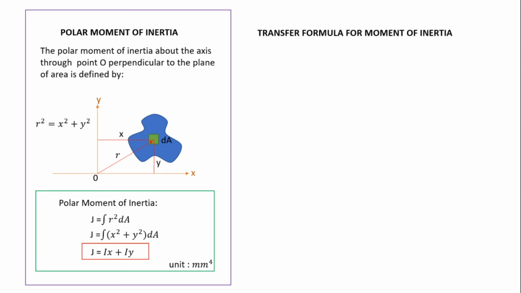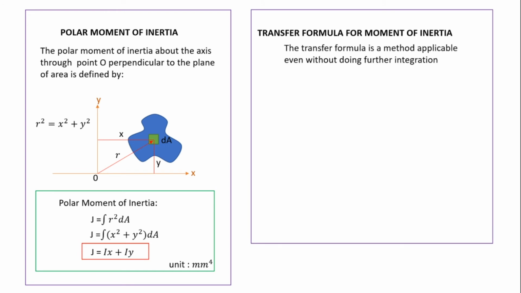And then, how about the transfer formula for moment of inertia? This is used, guys, when we no longer want to integrate again. For example, if we already got the moment of inertia about Ix, or Iy, or the moment of inertia about the centroidal axis, if we already got at least one of them, we can get whichever other one we need. So, for example, we have Ix, and we need to get the centroidal axis, we can just use the transfer formula for moment of inertia. So, the transfer formula is a method applicable even without doing further integration.